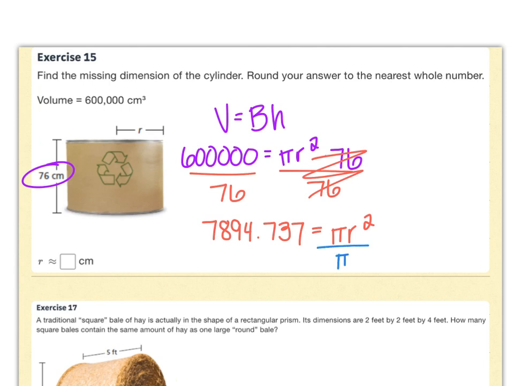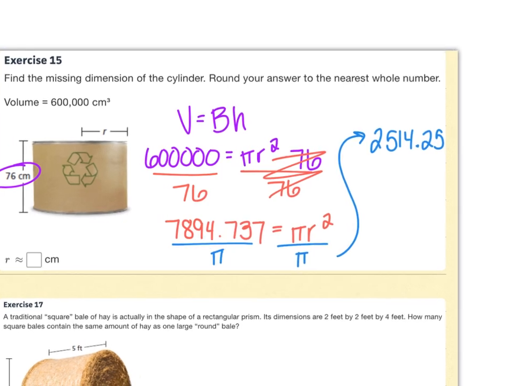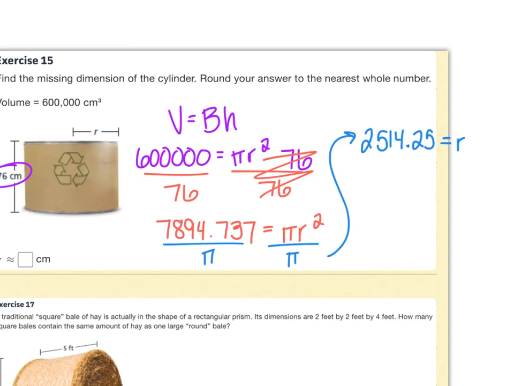I'm going to divide both sides by pi, which is 3.14, which is going to give me an even smaller decimal. I'm sure it's going to have a ton of decimal places. So when I divide by pi, I'm going to write this up here. On each side, now it's 2,514.25. We'll just use 2 decimal places for this one. And that's what I have on one side. And then the other side is just r squared now, because now there's no pi, because I divided by it.